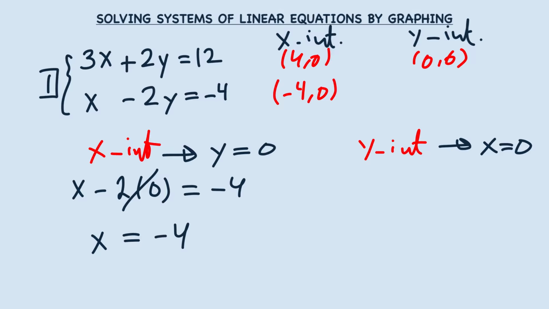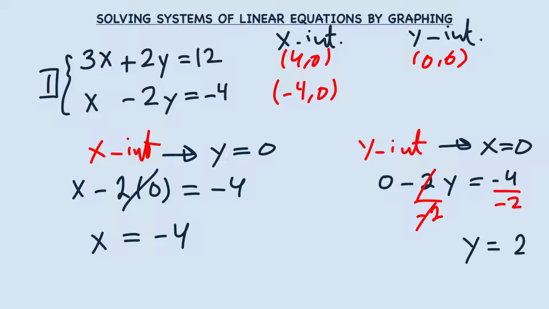Now let us go to the y-intercept. So I will use, again, the same equation, but instead of writing x, I will just put 0 - 2y = -4. So I will divide both sides by -2. These will cancel out, so the value of y is 2. So the y-intercept for the second equation is (0, 2).